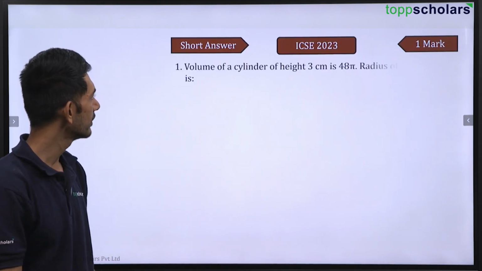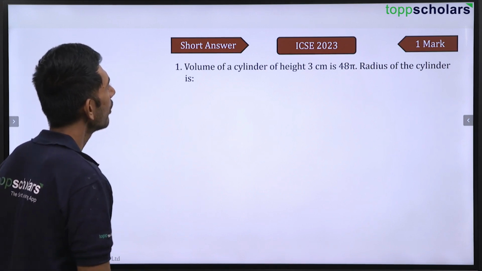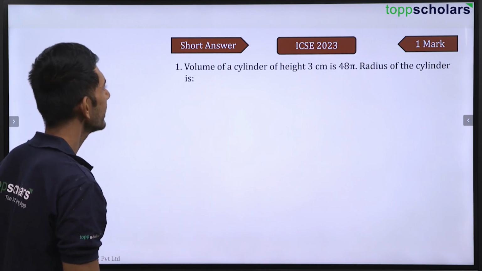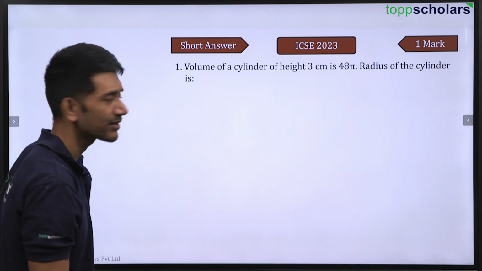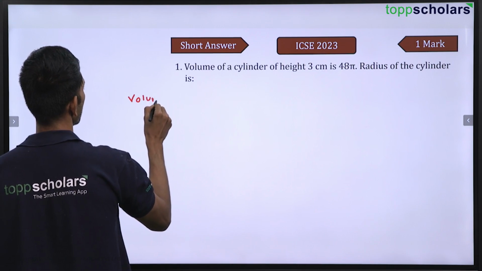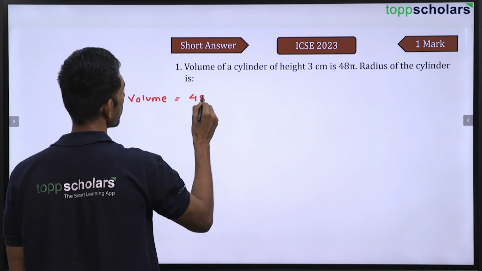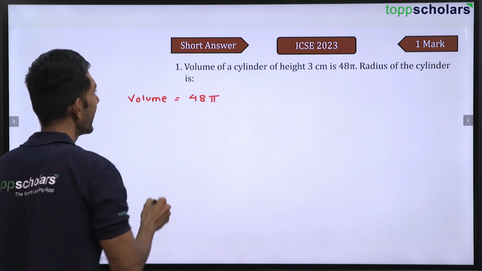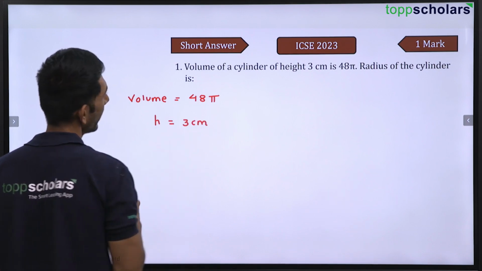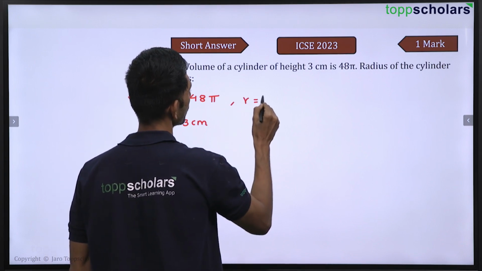Let's continue further. So the next question says volume of a cylinder of height 3 centimeter is 48 pi. Then what is the radius of the cylinder? This is an easy question, right? Volume of the cylinder is given, 48 pi. Height is given, 3 centimeter. We are supposed to find out the radius. So radius is question mark.